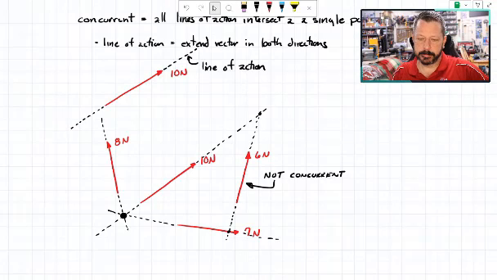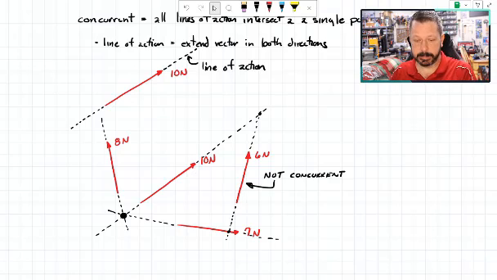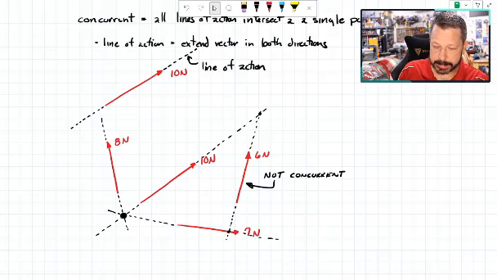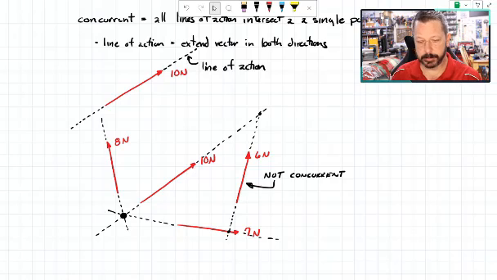The 6 Newton force, you can't just ignore that one. So if this is our force system, the 8, the 6, the 7, and the 10, if all 4 of those are part of our force system, then we do have to treat this system as non-concurrent. And we'll do that later in the quarter, so not yet. But assuming we don't have that 6 Newton force, and we only had the 8, 7, and 10, then we can treat that as a concurrent force system, which is what we're going to do today.